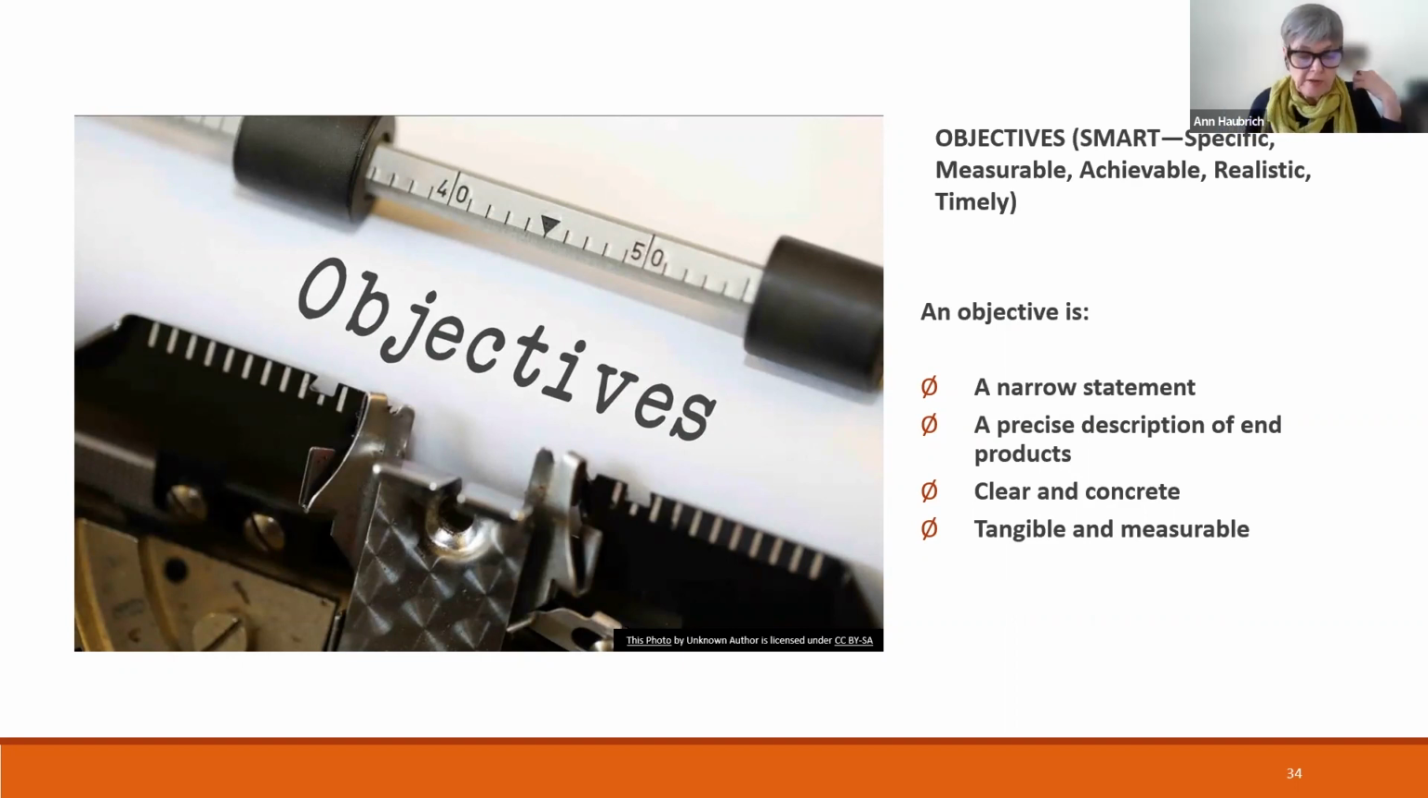In terms of objectives, we like to say that an objective usually is SMART. So that means it's specific, measurable, achievable, realistic, and timely. An objective is a narrow statement, a precise description of end products, clear and concrete, tangible and measurable. And there are some words that we like to use, action verbs, when you're writing an objective.